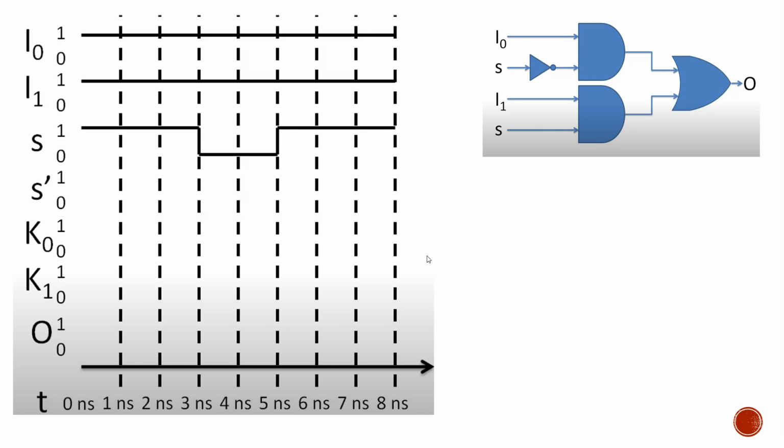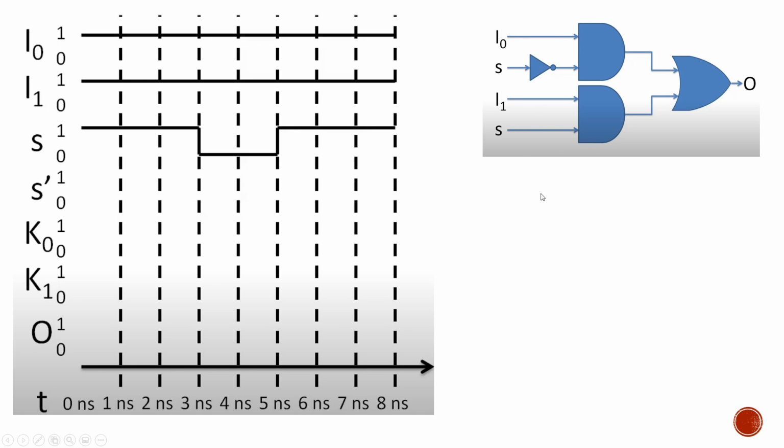All right, so this was the example that we covered just now in the class. Suppose we have this circuit over here, with inputs I0, I1, and S, and we want to illustrate what kind of hazards are present in this circuit. What we want to do is draw the timing diagram, because only through a timing diagram can you know exactly where the hazard is. So let's start by drawing this timing diagram.